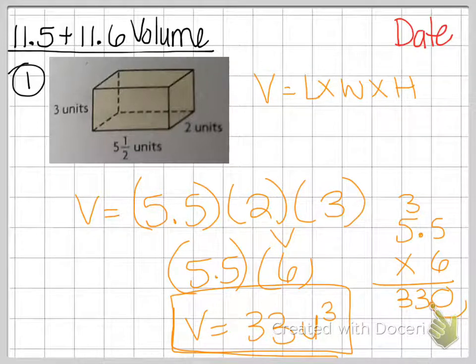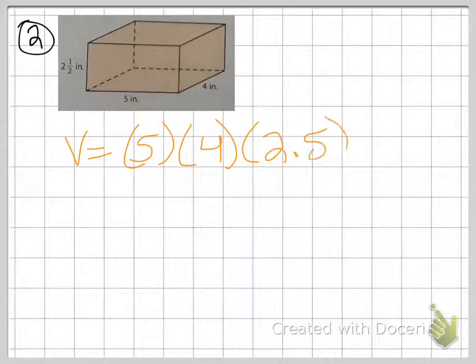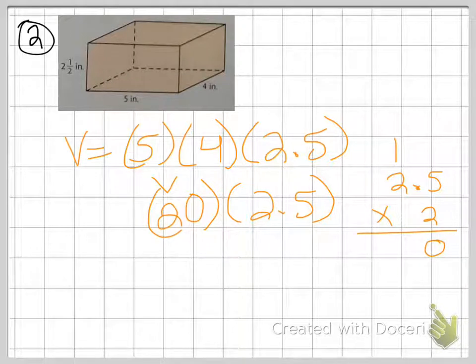Here's another example. Again, plug in what we know. So volume, length, times width, times height. That is 20 times 2.5. 2.5 times 2, or 20. We'll put the 0 in at the end. That's 10, 50, 500, and add our 0. So the volume is 50 cubic inches.